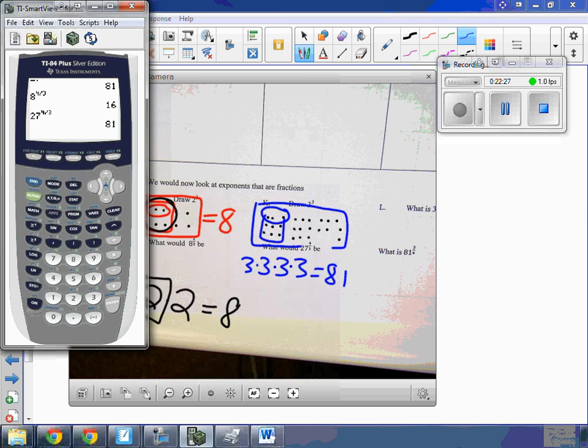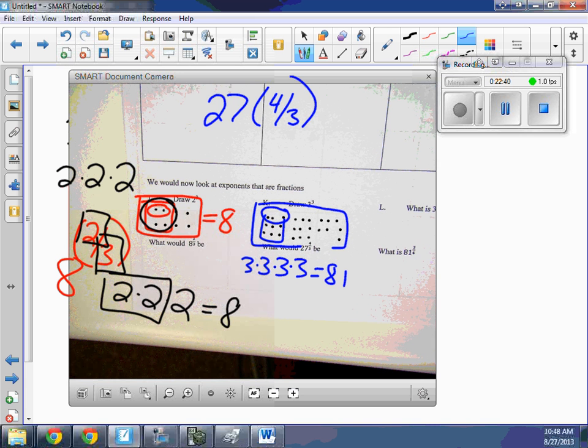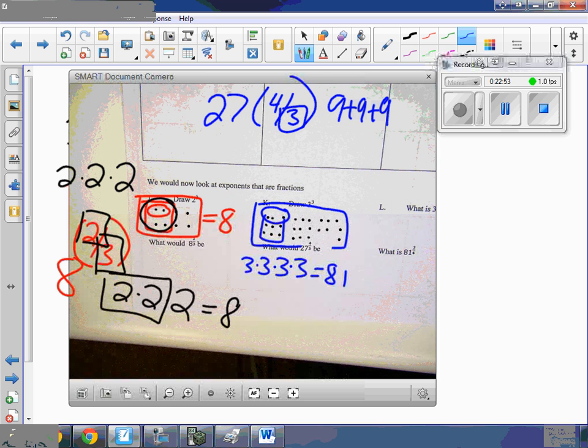So on my calculator, if I do 27 to the 4/3 power, I get 81. Now just to remind you, what is 27 times 4/3? Can 27 be broken into 3 equal additions? 9s. 9 plus 9 plus 9. And I add an extra 9, which is 36.